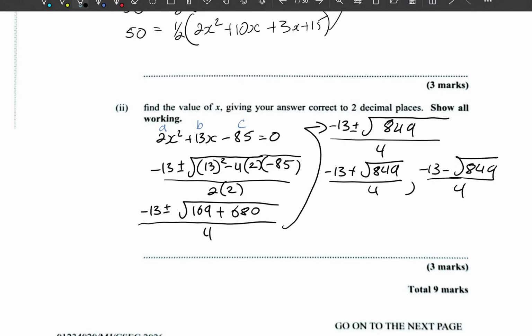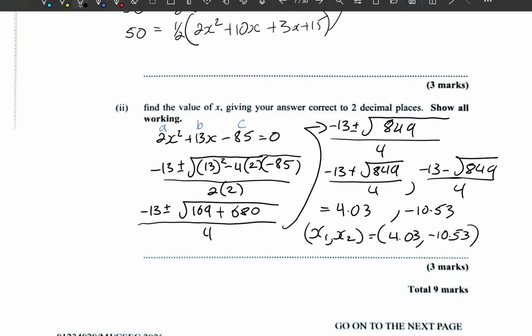Working these out on the calculator, rounding to 2 decimal places, for the first one we get 4.03, and working out the other one, we get minus 10.53. So we see that x1, x2 are going to be equal to 4.03 and minus 10.53, given to 2 decimal places.